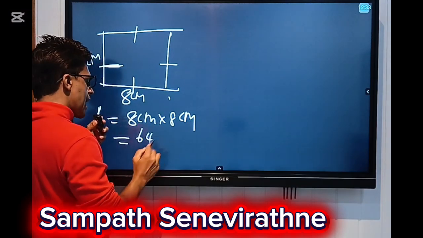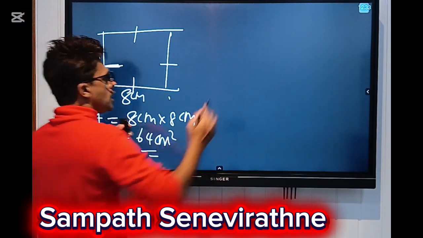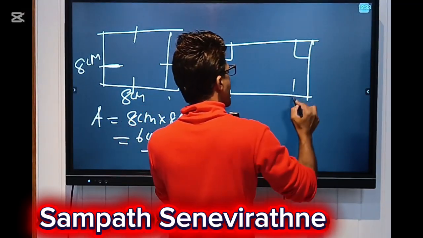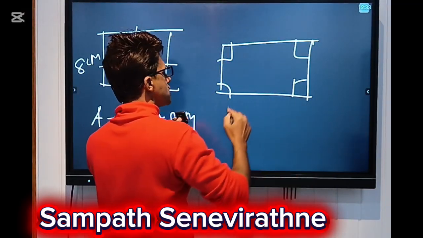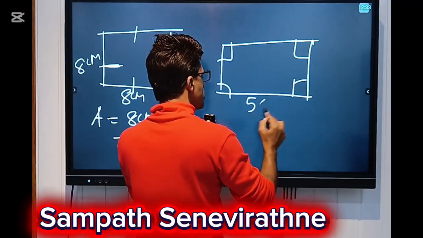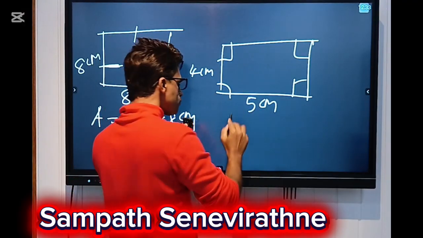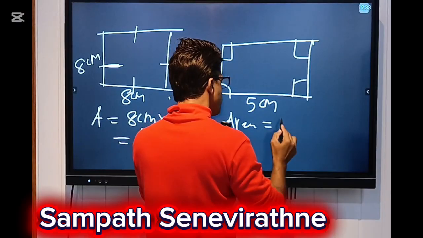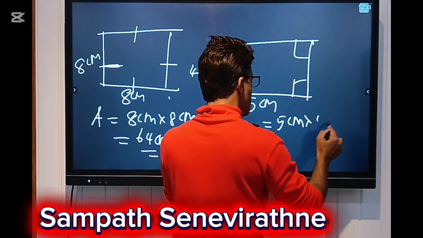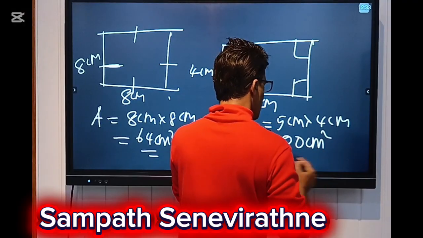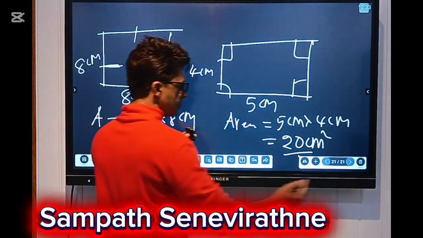So 8 times 8 is 64. And when it comes to a rectangle, you know that the area of this rectangle also can be obtained by multiplying these values. The length is 5 cm, the breadth is 4 cm. Area equals 5 cm times 4 cm. 5 times 4 is 20, so the area is 20 cm squared.